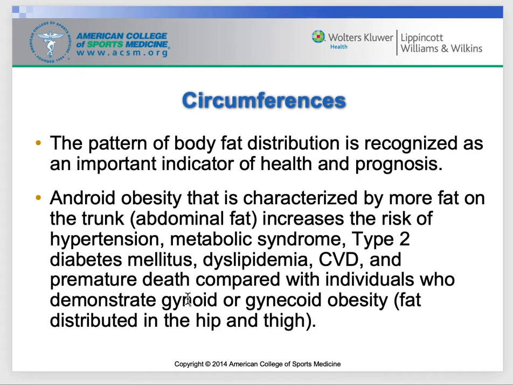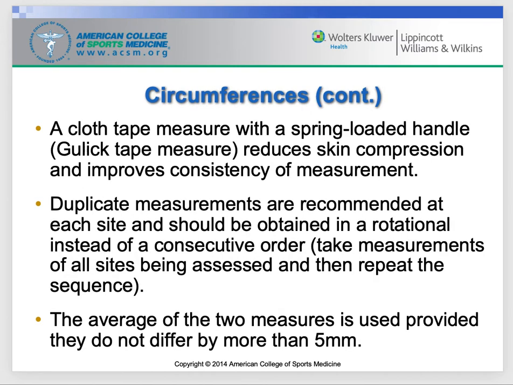The other one here on the bottom, this gynoid obesity, is the pear body, right? The shape of a pear. So apple versus the pear. Hips down a little bit lower, which is still not ideal. It's still not good, but definitely android has a higher risk than gynoid obesity. So where is the fat being held?